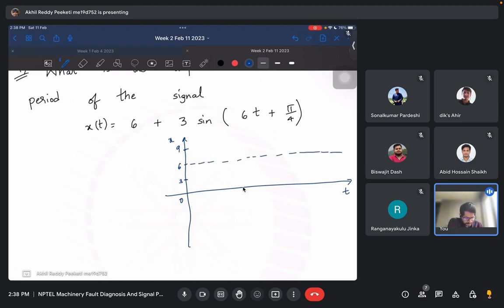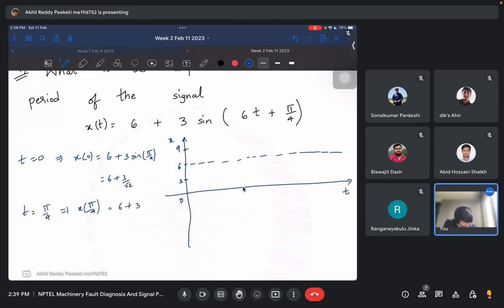So at time 0, what would be the value of x? So it would be just 6 plus 3 into sine of pi by 4, right? As t is 0, so it would be 6 plus 3 into sine pi by 4 is 3 by root 2. Okay. Now at t is equal to pi by 4, what would be x?